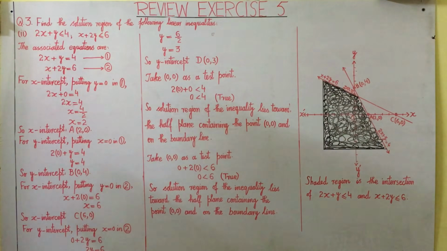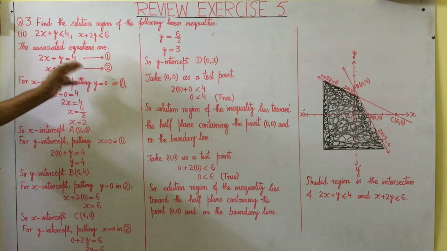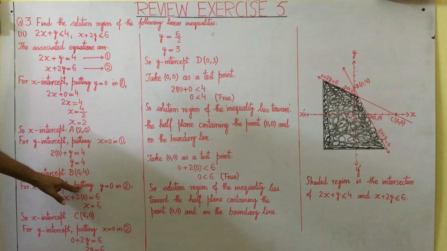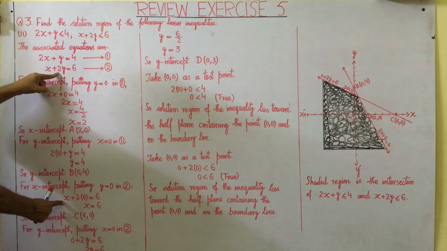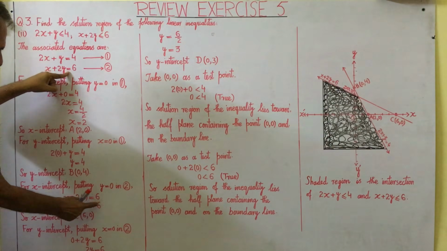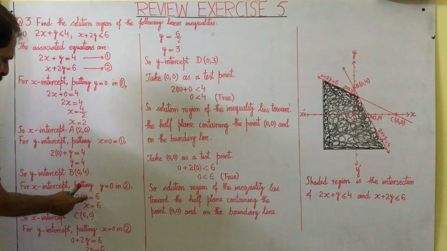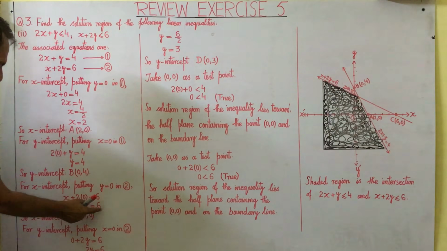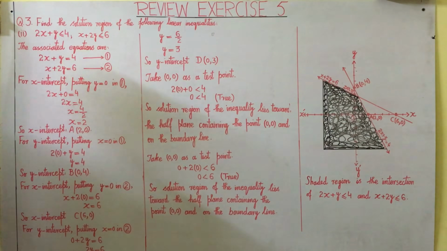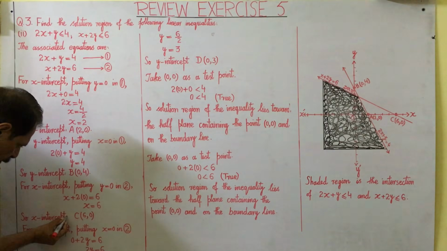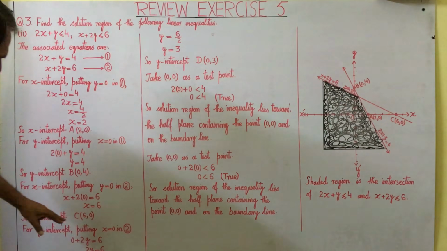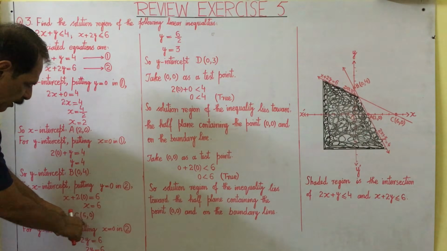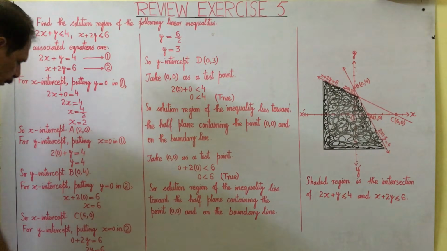Let us find the x-intercept of equation 2. For the x-intercept, putting y equal to 0 into x plus 2y equals 6: x plus 2 into 0 is equal to 6. Two zeros are 0, x plus 0 is x, so x is equal to 6. So the x-intercept of the second equation is C, having coordinates 6 and 0.